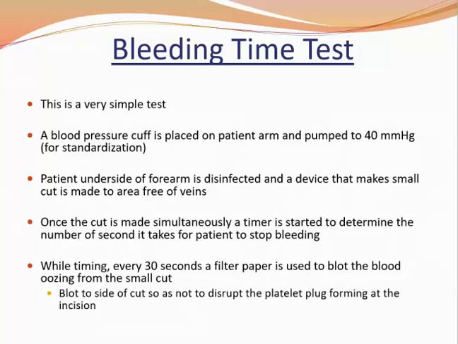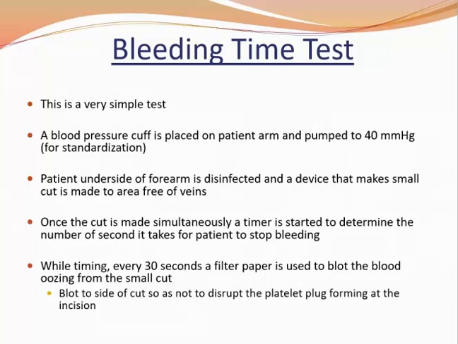The underside of the patient's forearm is disinfected because this is where you're going to perform the test, and a device is used to make a small cut in an area on the forearm that is free of veins. Once the cut is made, a timer is started simultaneously to determine the number of seconds it takes for a patient to stop bleeding.